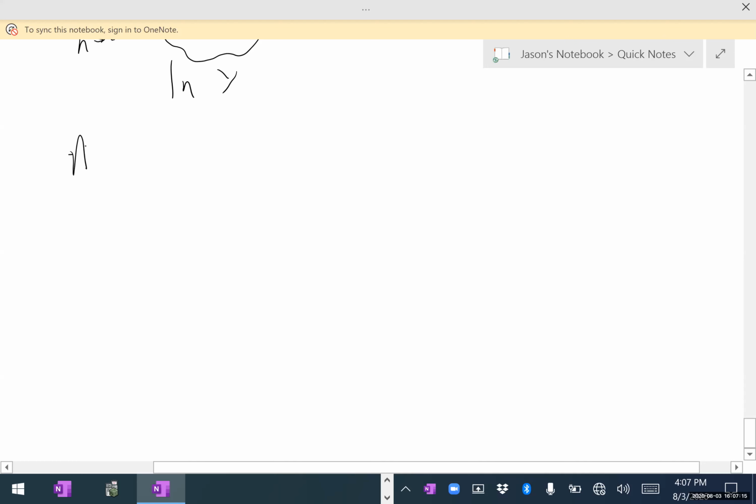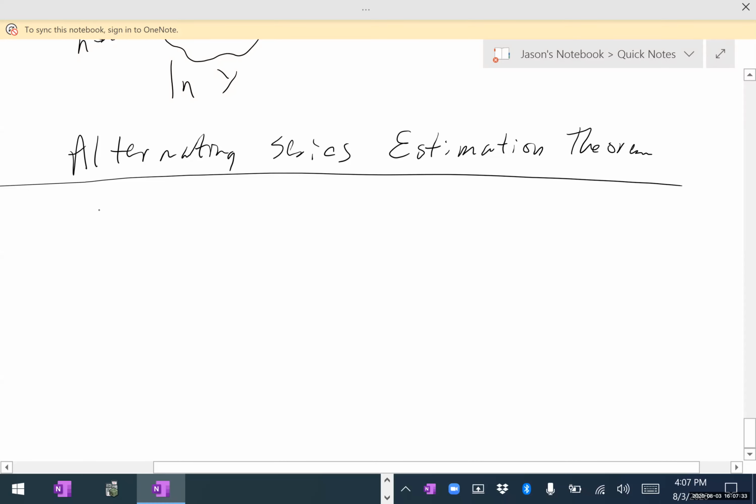Okay, let's talk about the alternating series estimation theorem. If S equals the sum of negative 1 to the n minus 1 times b sub n, where b sub n is greater than 0, and b sub n plus 1 is greater than or equal to b sub n.